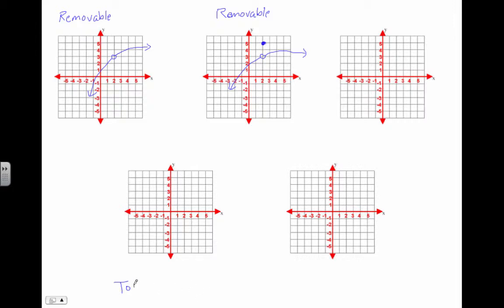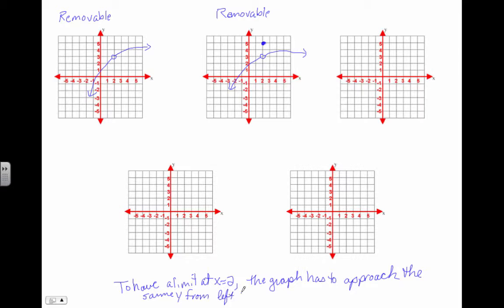Well, in order to have a limit, let's write it down here. To have a limit at, we're going to look at x equals 2 every time just so it's all the same across the board. In order to have a limit at 2, the graph has to come into the same point from both sides to approach the same y from left and right. I'll show you what I mean.